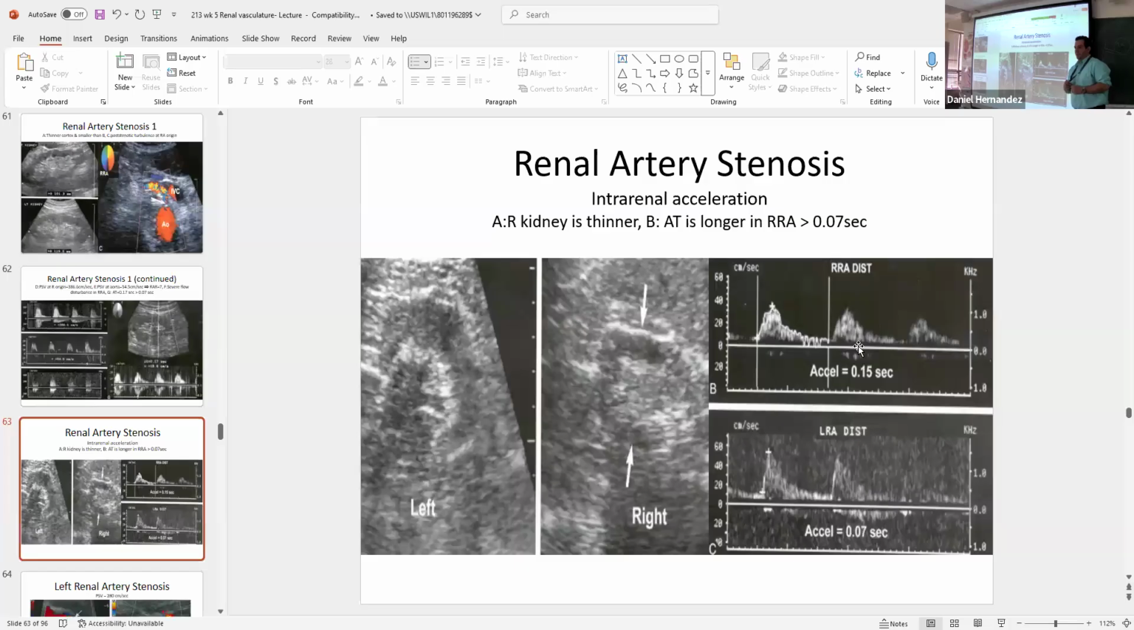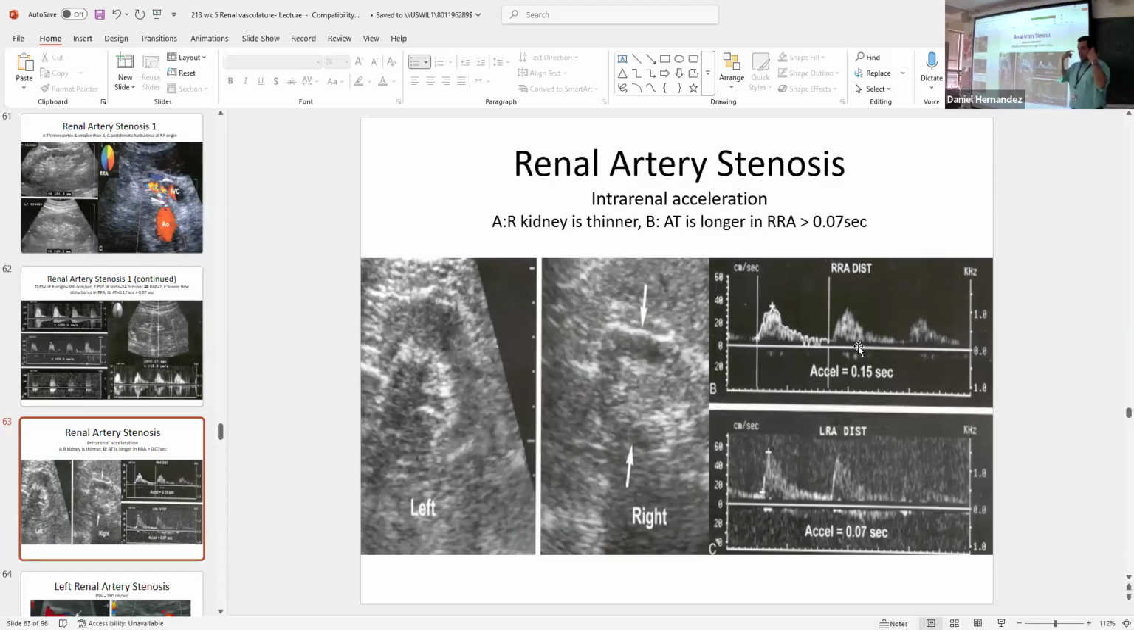So for you guys, when you eventually sit for your boards, which you will, even if you have no idea and can't remember what the normal acceleration times are, they're going to give you two acceleration times potentially. The one that's longer is the one that has disease. No matter what you're imaging in the body, if they provide you two different acceleration times, one is a short, small number and one's a larger number. The larger number is the disease side.